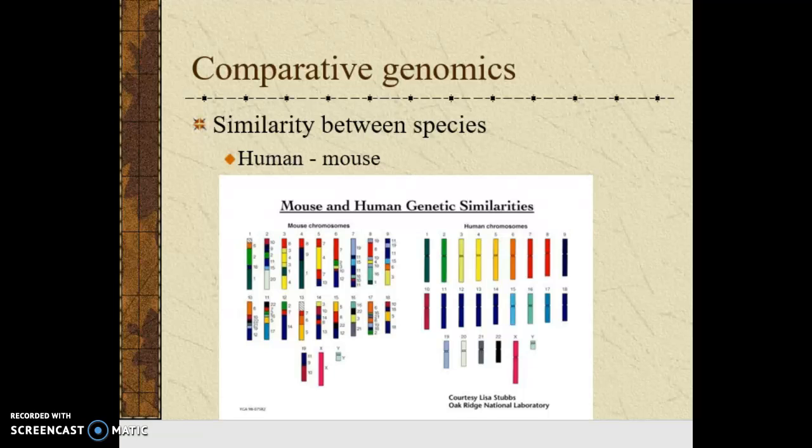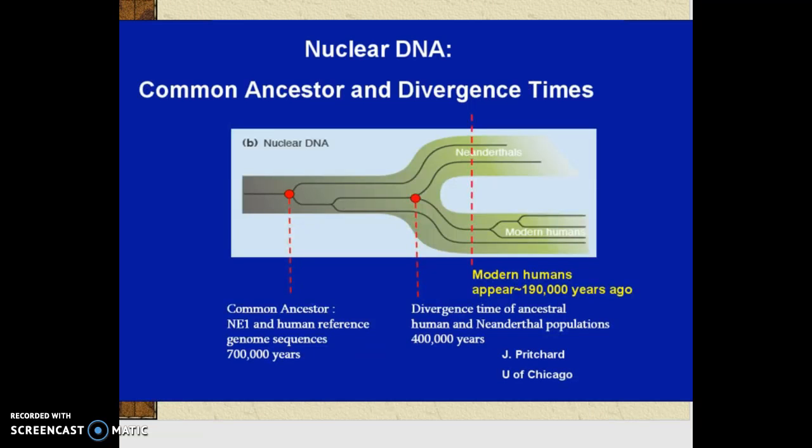We're also going to be looking at, with comparative genomics, what's called nuclear DNA, and using that information to determine, do we have a common ancestor out there? And when did we diverge from that common ancestor?